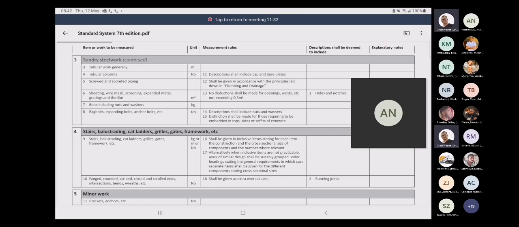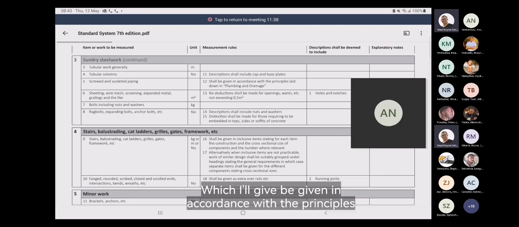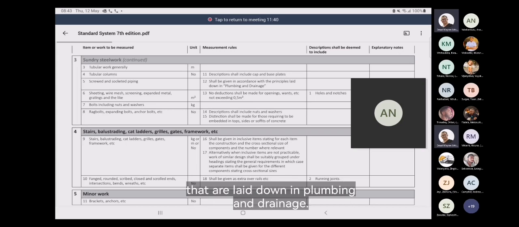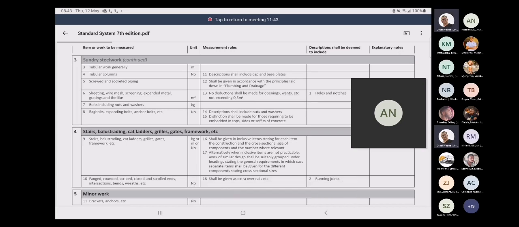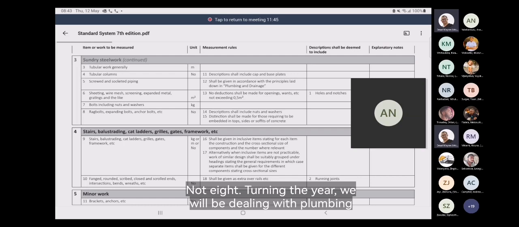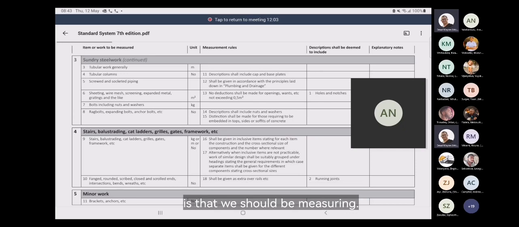Screwed and socketed pipings shall be given in accordance with the principles that are laid down in plumbing and drainage. Now, later on in the year, we will be dealing with plumbing and drainage, where we will touch on those elements, whereby we would look at sockets and the screwing together of all of those. We're delving down into seeing what the standard system says as to how we should be measuring those.